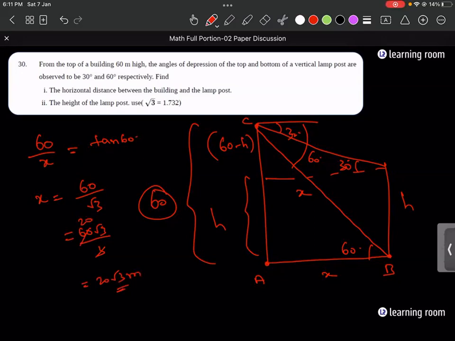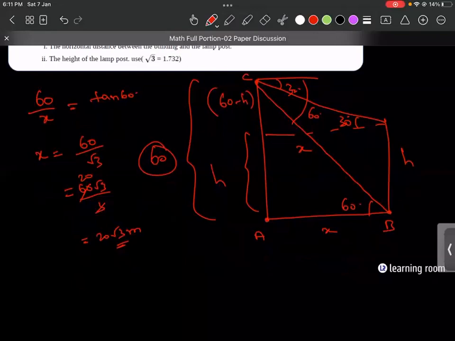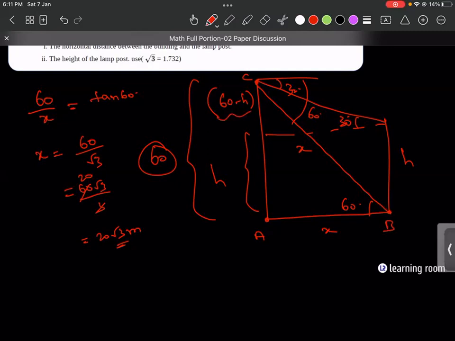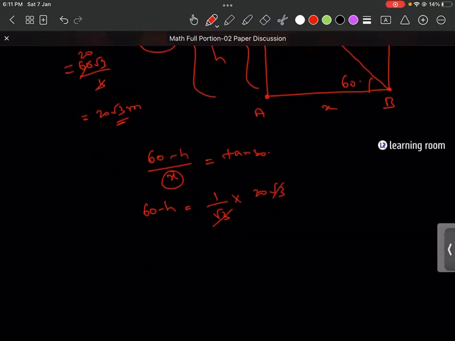20 root 3, where root 3 you can write as 1.732 and multiply, that will give you 34.64 meters. Now they have asked the height of the lamppost. For the height of the lamppost, you can take the smaller triangle. 60 minus h divided by x is equal to tan 30, correct? So 60 minus h is equal to 1 by root 3 into x. x is 20 root 3, so cancel this and this. So h will be equal to 40.